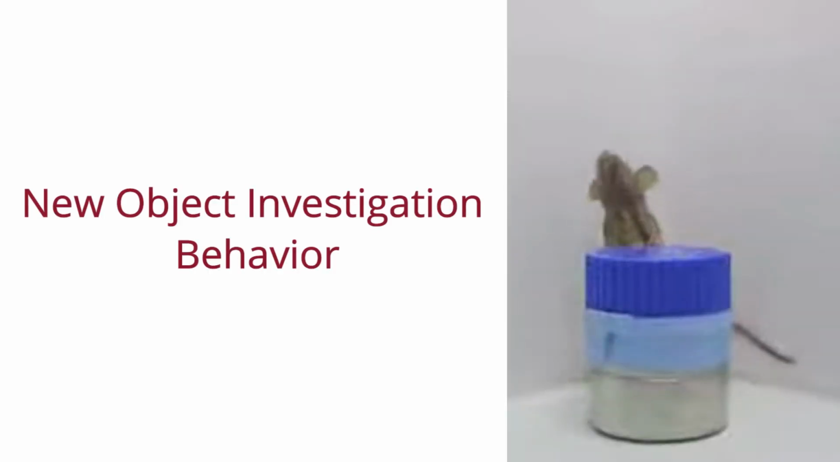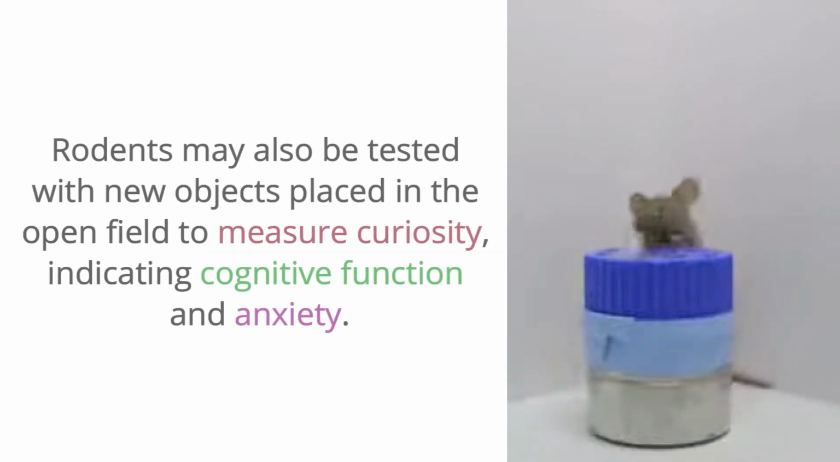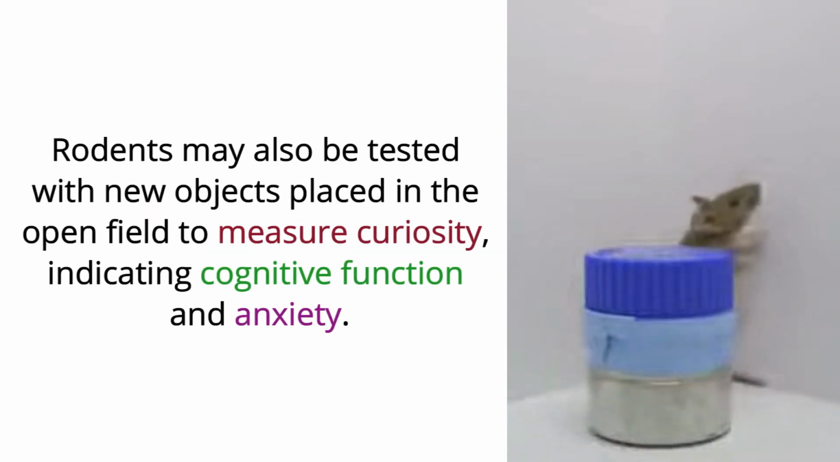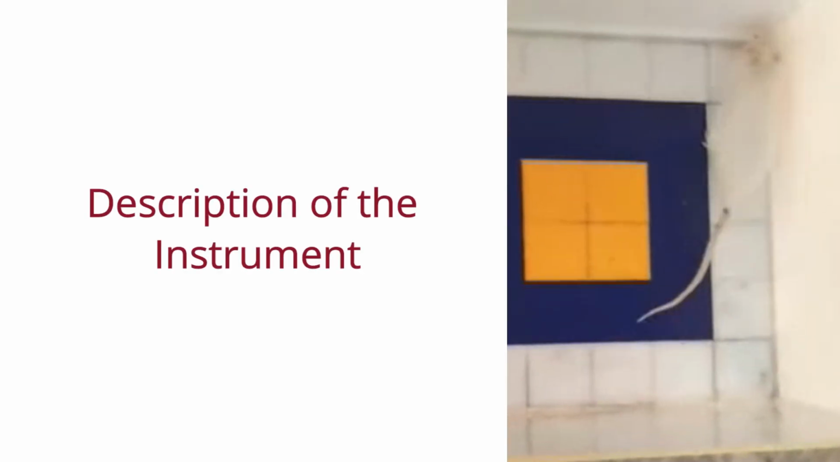So next, new object investigation. Rodents may also be tested with a new object placed in the open field to measure curiosity, indicating cognitive function and anxiety. Now we will see the open field instrument for rats.